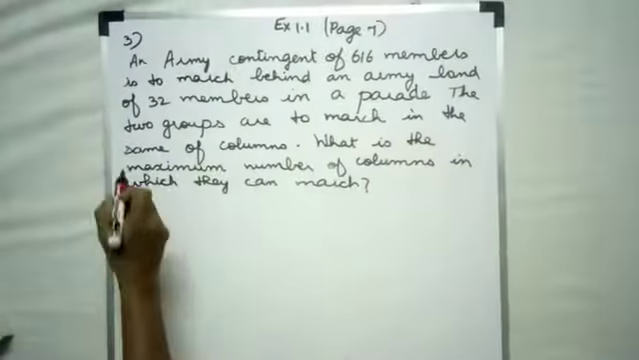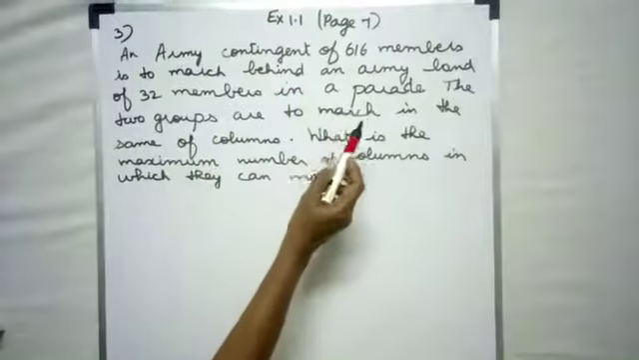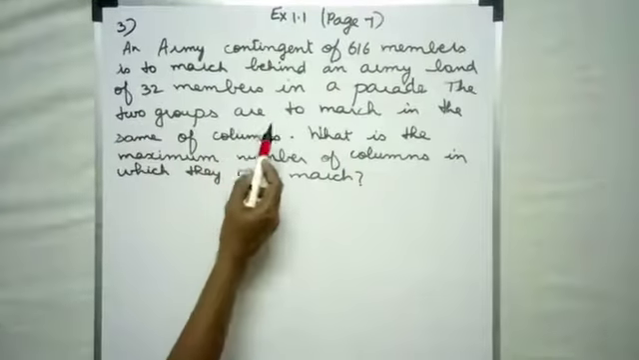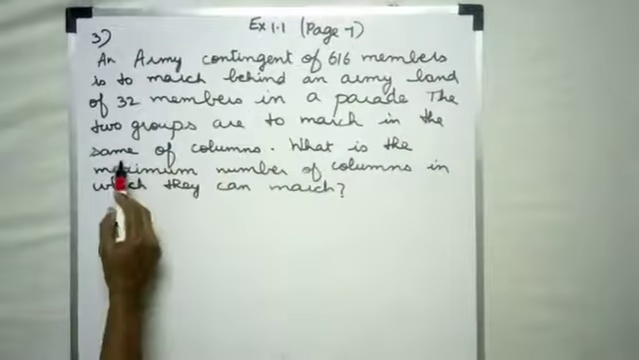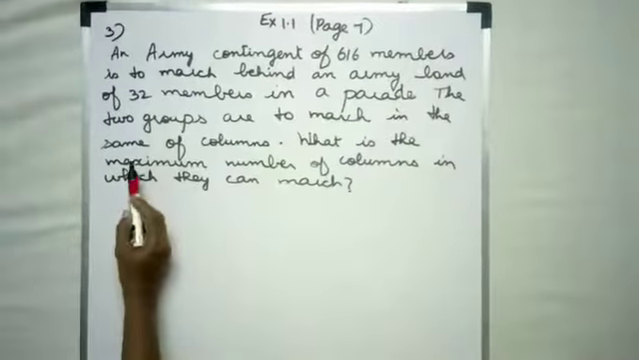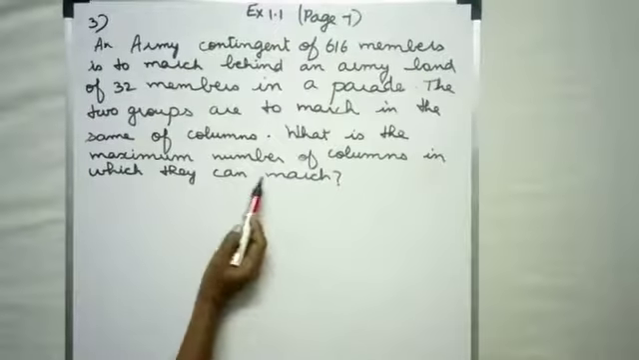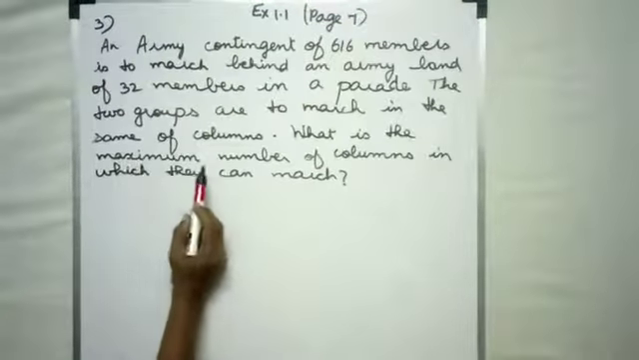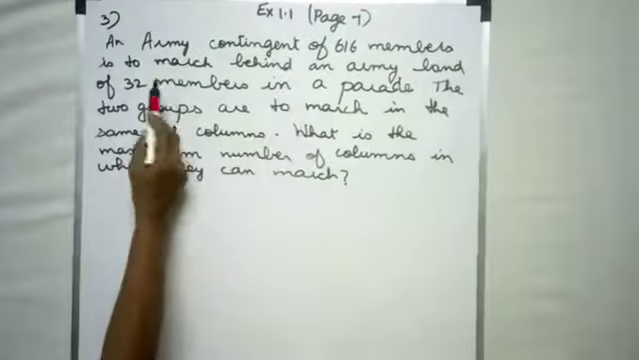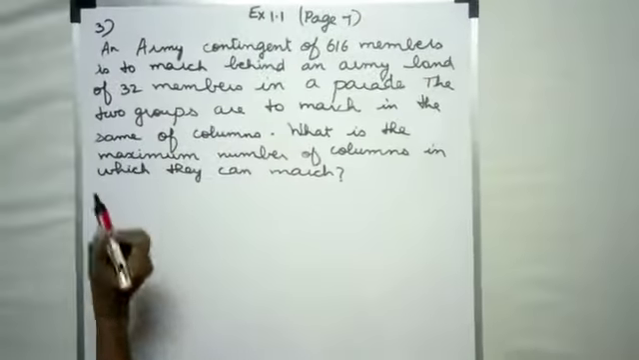Let us proceed with the third problem. An army contingent of 616 members is to march behind an army band of 32 members in a parade. The two groups are to march in the same number of columns. What is the maximum number of columns in which they can march? This is nothing other than the HCF. We have to find the HCF of 616 and 32.